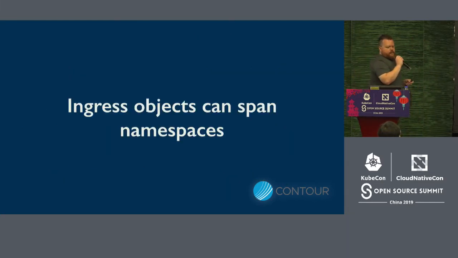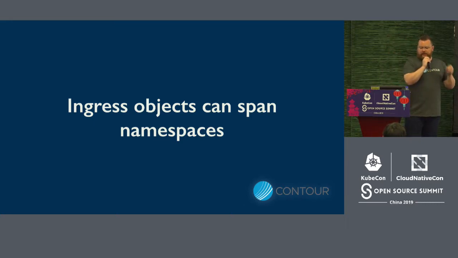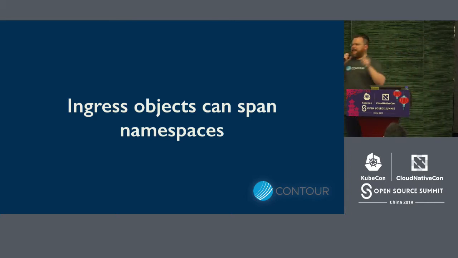So, speaking of namespaces, the Ingress spec permits a virtual host to span more than one Ingress object. In fact, this is very, very common. And this means that the definition of a virtual host, the routes for my www.example.com, can span multiple namespaces. I mean, you can see the argument for why it works like this.